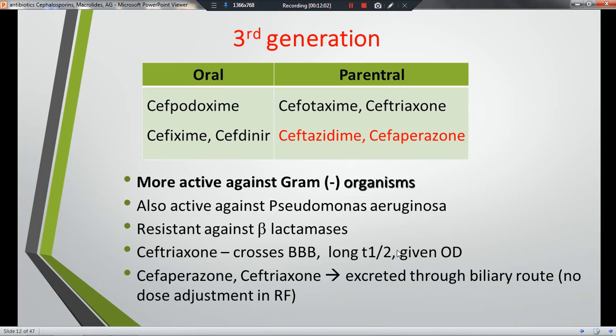Okay. And another thing is most of the cephalosporins are excreted through kidney, so you require dose reduction in renal failure, except ceftriaxone, which is excreted through bile, so there is no dose reduction required in renal failure, or you can give it safely in renal failure.